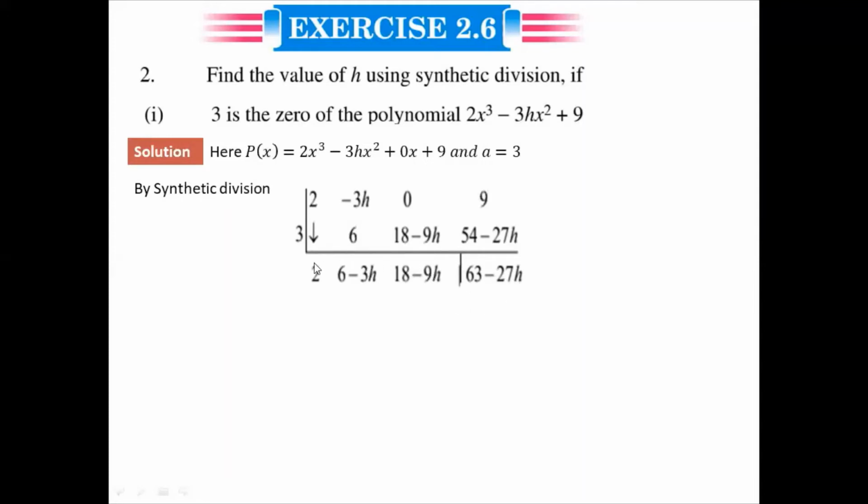So this will be the quotient, and this will be the remainder. As 3 is the zero of this polynomial, the remainder must be equal to 0.